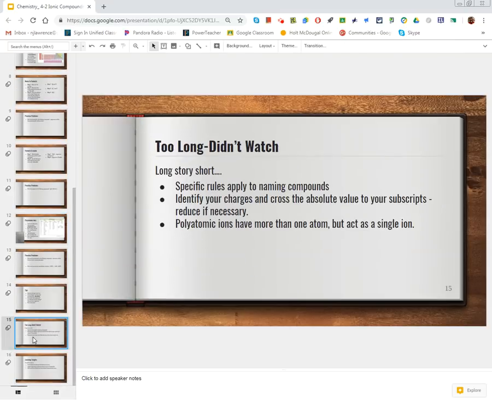All right. Long story short, we have certain rules we do in naming compounds. When we go to name them, we're just going to name our cations and our anions and stick them together. When we identify our charges and we cross those absolute values, it gives us our subscripts on the chemical formula. And again, a polyatomic ion is just simply an ion that has multiple atoms. A monatomic ion is an ion with just one atom.